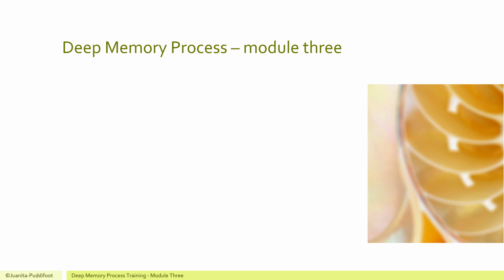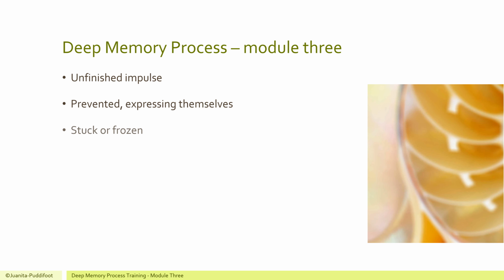Another essential technique, which is unique to DMP, is what we call the unfinished impulse. In any memory of events where the main character is prevented from taking action or is restricted in some way or prevented from expressing themselves, there tends to be levels of life force energy that become stuck or frozen in the physical body as well as the energetic levels.